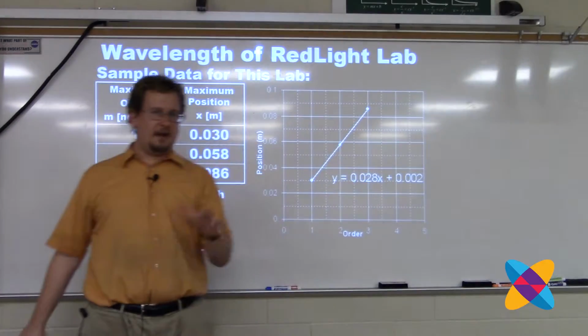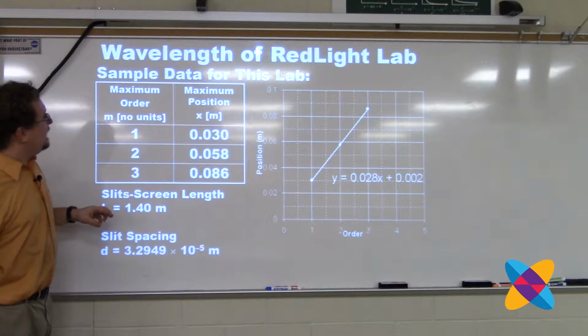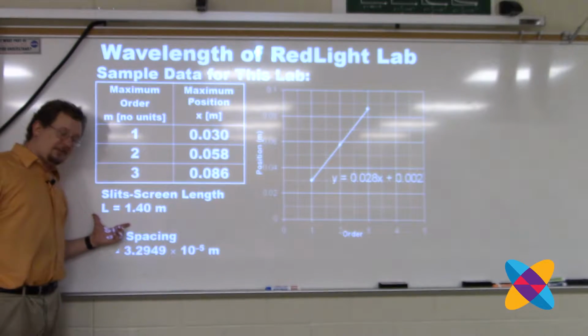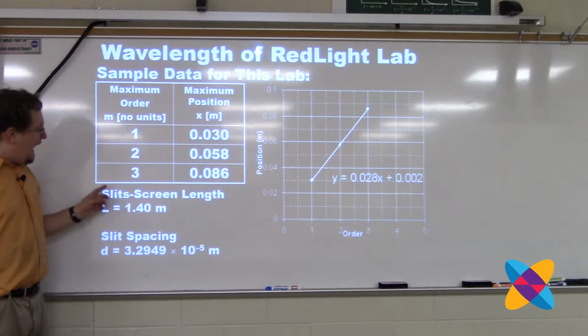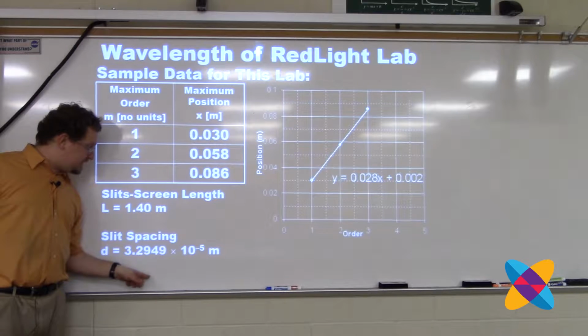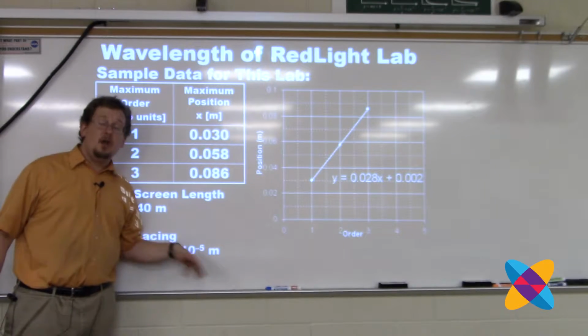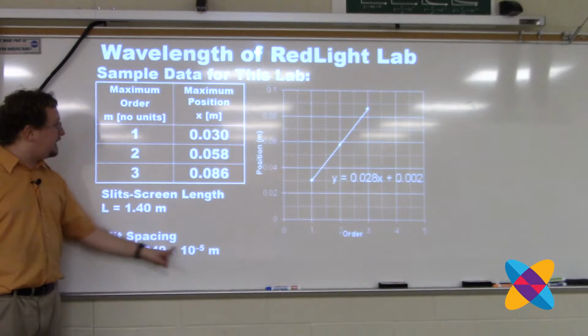All right, here's my data for one type of lab where we just shined the laser at the screen through the slits. We kept the slit screen length the same, L equals 1.4 meters, and the data sheet that the slits came with had a separation for the slits that I shot through, so I just used the data sheet to know the slit spacing here, okay?